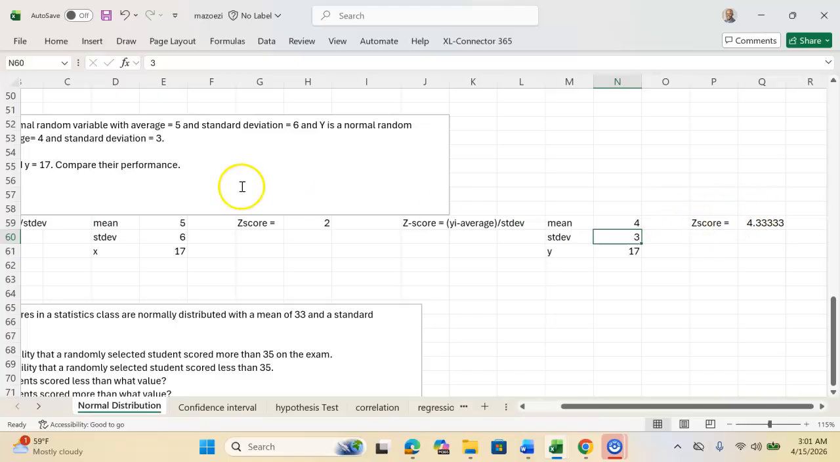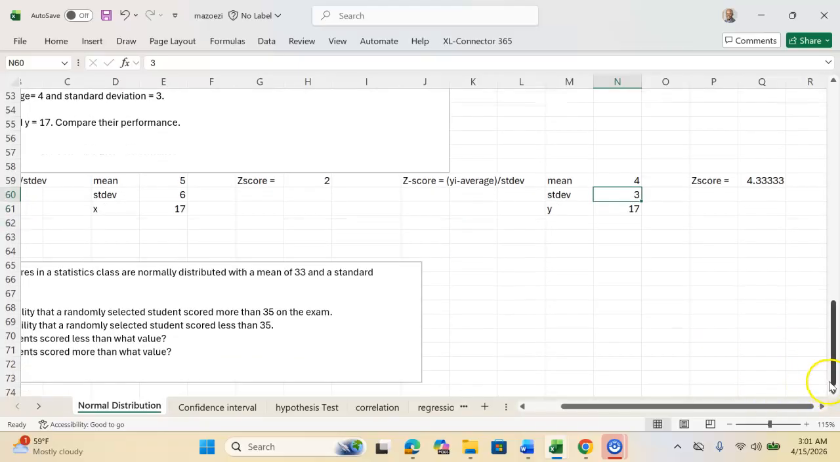And that is different from the z-score for x, which is 2. And in this case we can say that y is better than x because it is 4 standard deviations away from 0, while x is 2 standard deviations away from 0. So the performance of y is more than that of x.